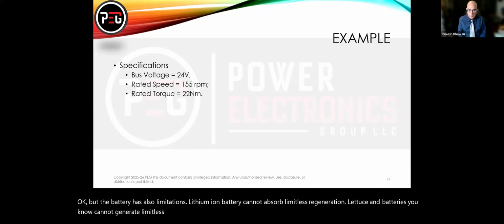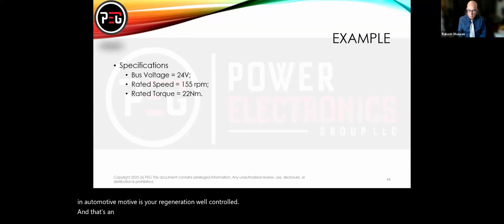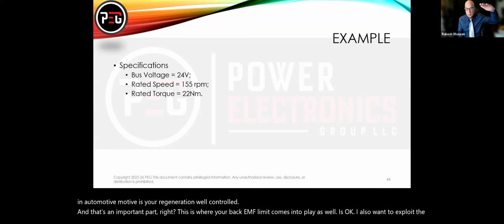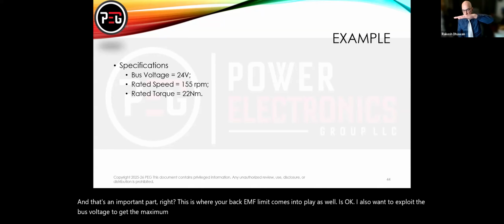So what you have to watch out for, the most important part in automotive, is your regeneration being well controlled. That's an important part, right? This is where your back EMF limit comes into play as well. I also want to exploit the bus voltage to get the maximum performance.